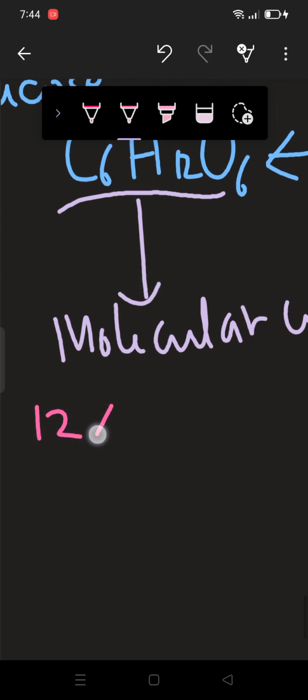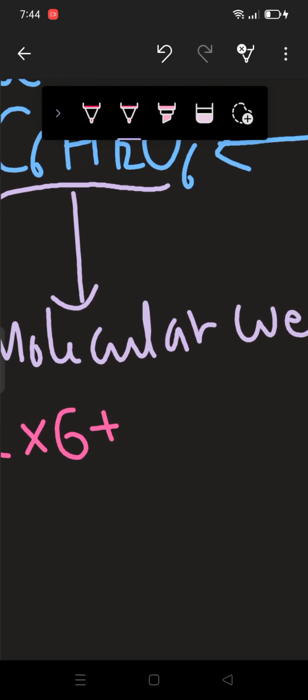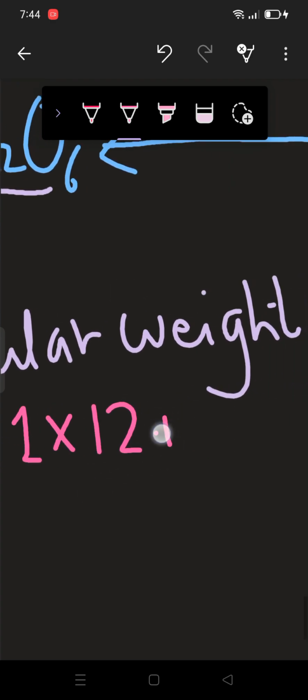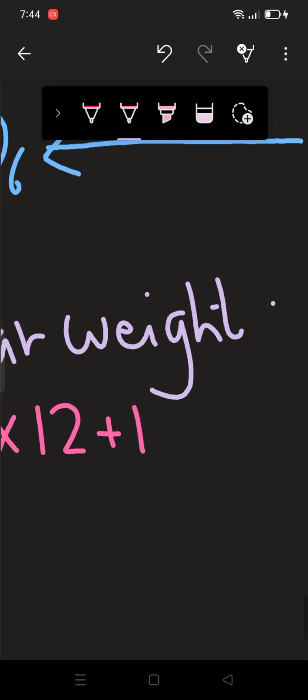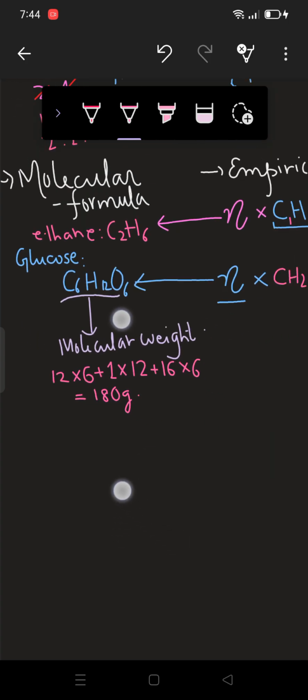So we know that the mass of the carbon is 12, and there are basically 6 atoms of carbon, so multiply by 6, plus the mass of the hydrogen is 1 and there are 12 atoms of hydrogen, so multiply by 12, plus the mass of the oxygen is 16 and there are 6 atoms of oxygen, so multiply by 6, right? When we multiply this entire value, we're going to get 180 gram, right? So the molecular weight of glucose is what? It is 180 gram.